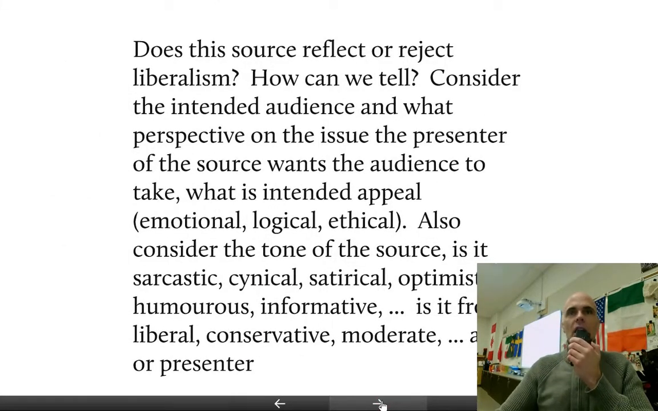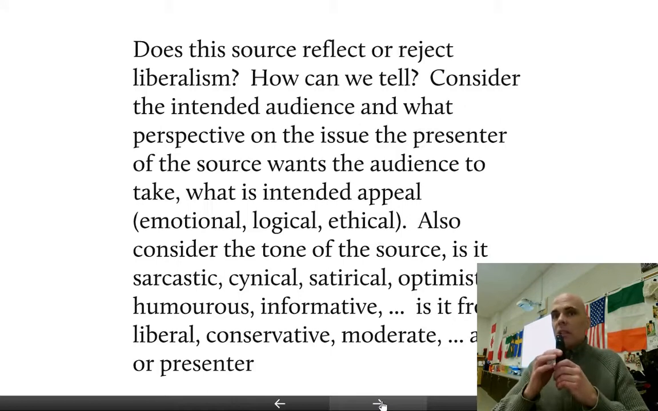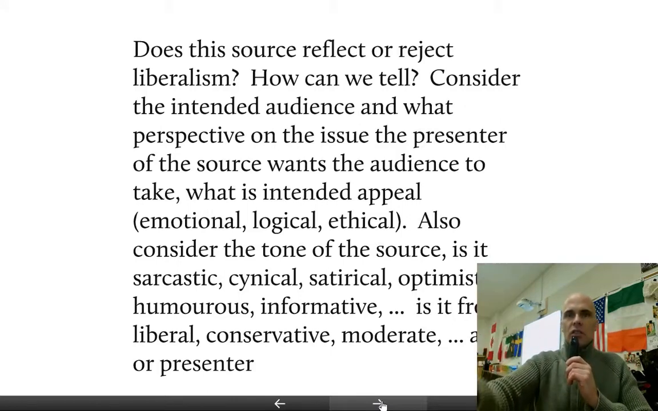How can we tell? Other things we can do other than breaking down the language is consider the intended audience and the intended response. And how are they getting the attention? Is it an emotional appeal? Is it an appeal to logic or ethics? Is there an alarmist tone, a sarcastic tone, a cynical tone, an optimistic tone, an informative tone? Try to understand the tone and the audience and the agenda so that you can unpack the solution to the issue that the source is presenting.